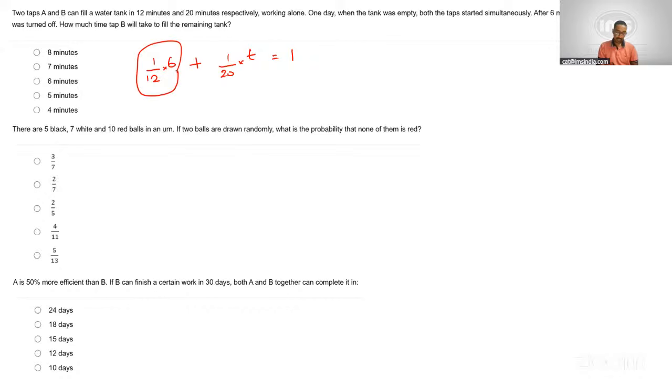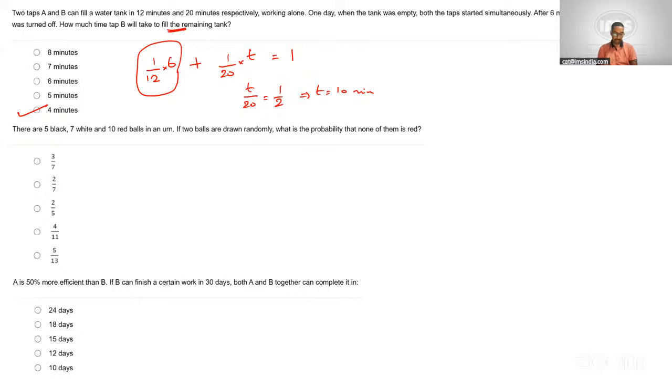Now 6 by 12 is exactly half. So T by 20 should also be half, meaning T by 20 is 1 by 2, making T a total of 10 minutes. But this includes the initial 6 minutes also. So to fill the remaining tank, B will take only 4 minutes.